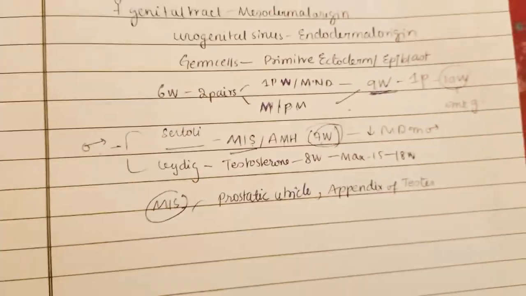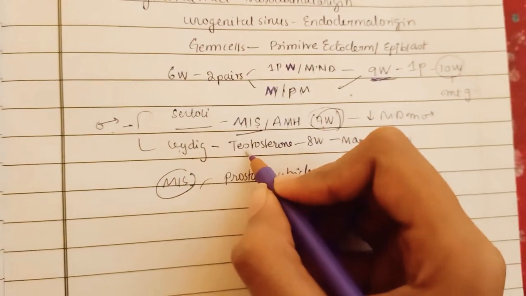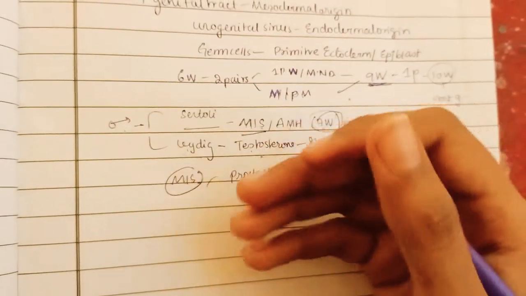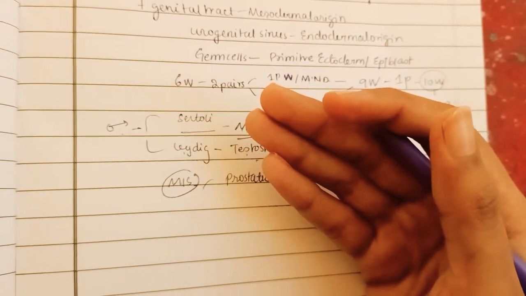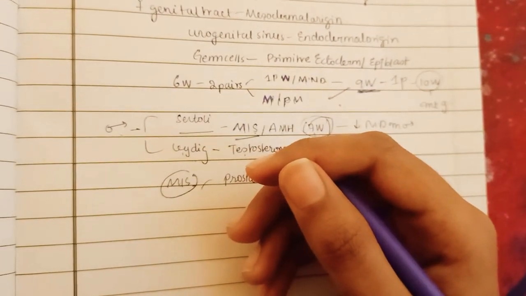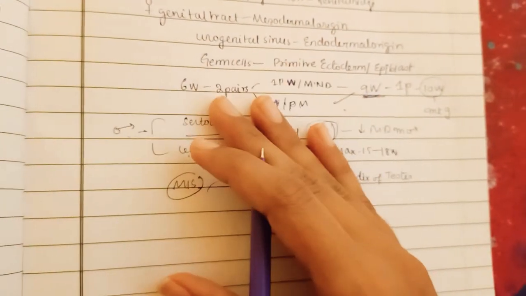So now we have understood about Sertoli cells, what it is doing. Now let us understand about Leydig cells. So Leydig cells form testosterone. This testosterone will develop the Wolffian duct in male, because Wolffian duct is important in male. So this duct is responsible for development of all internal genitalia in male.